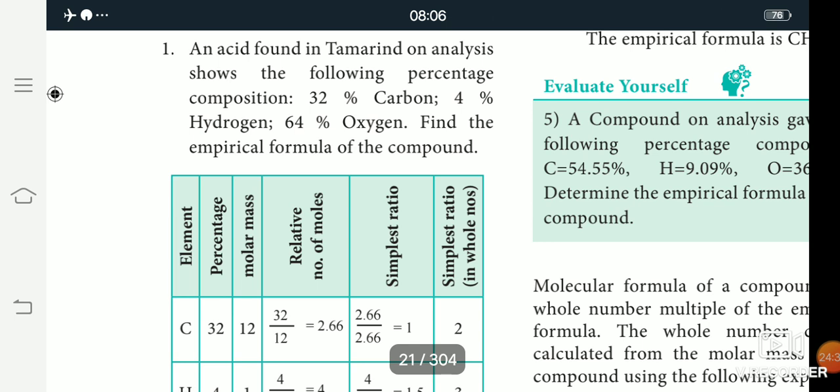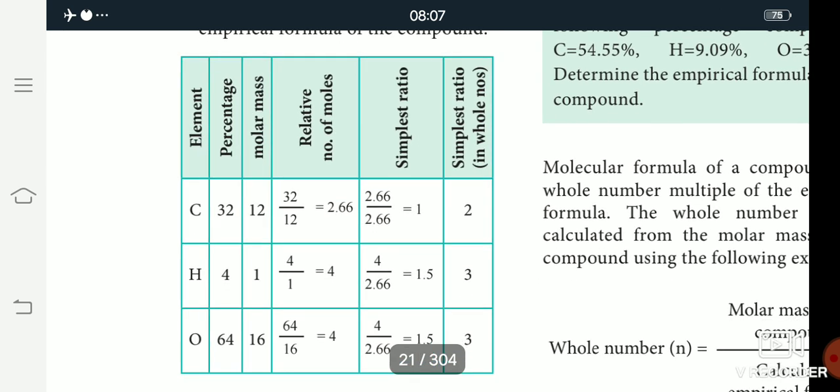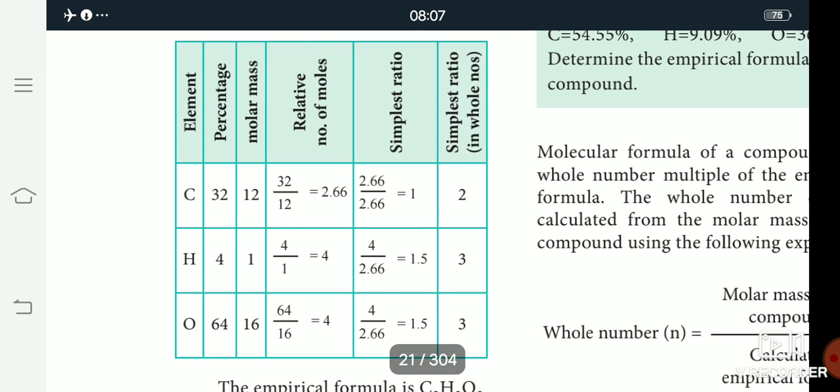One example is tamarind. In this tamarind, the compounds present are carbon, hydrogen, oxygen. In the given compound percentage, in 100 percent tamarind, the presence of carbon is 32 percent, hydrogen is 4 percent, and oxygen is 64 percent. First you write the table column. First write the elements carbon, hydrogen and oxygen. Then the percentages: carbon 32, hydrogen 4 and oxygen 64.